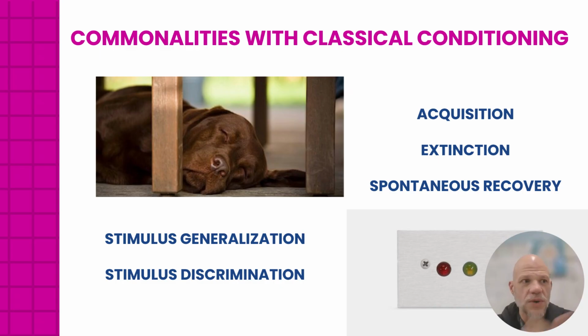So acquisition is when the learning has occurred. Extinction, if the behavior is no longer rewarded, it will go away. Spontaneous recovery, the learning just pops back even though there's no reward. Stimulus generalization, the behavior is exhibited to different stimuli just to get the reward. Stimulus discrimination, the behavior is only exhibited to a specific stimulus to get the reward. And so these things are in common with classical conditioning, but applied to operant conditioning.